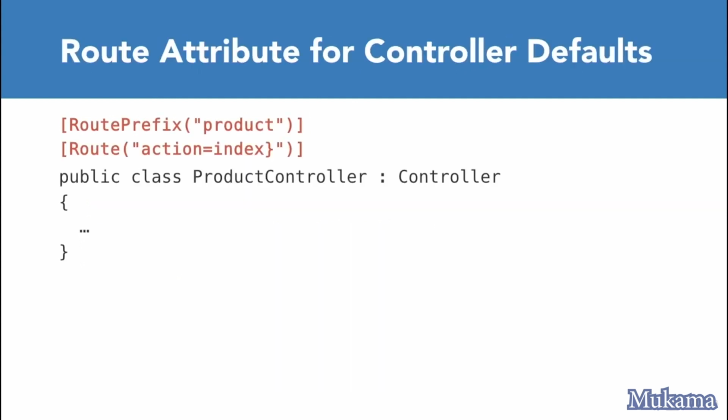Finally, I would like to point out that you can use the Route attribute at the controller level. This example route specifies the default action name that is going to be used for all of the action methods in this controller. And that action is index. Unless a specific Route attribute is applied to an action method that overrides that default name of index, then index will be used for the action.